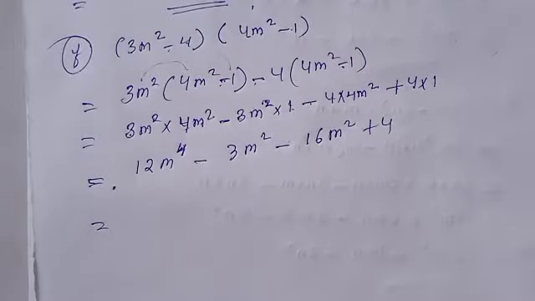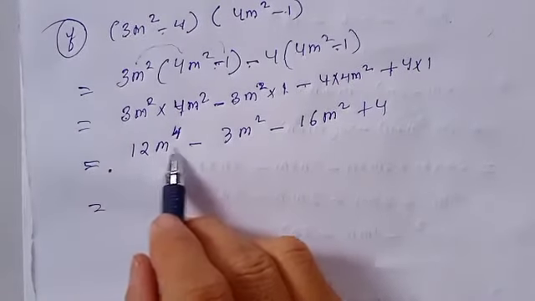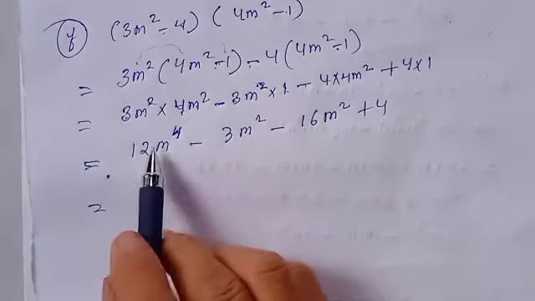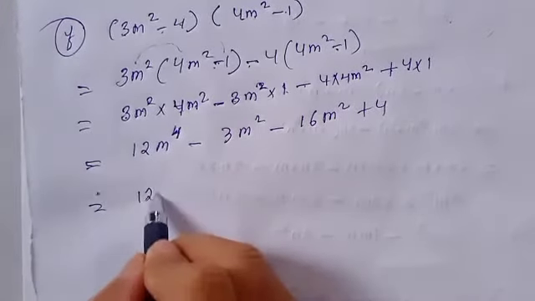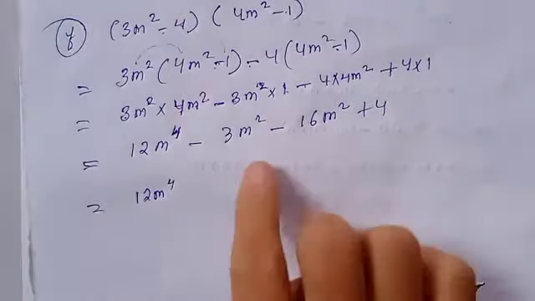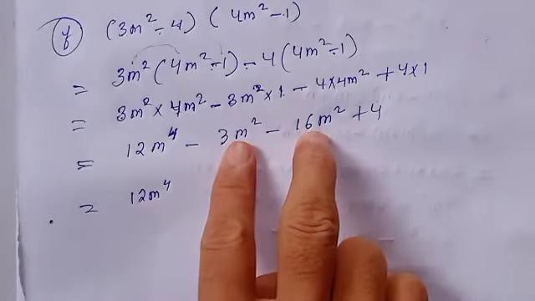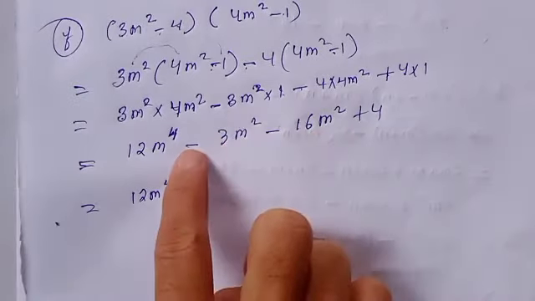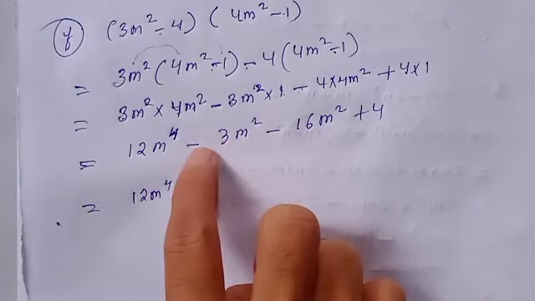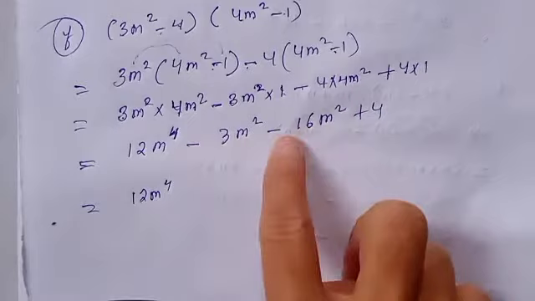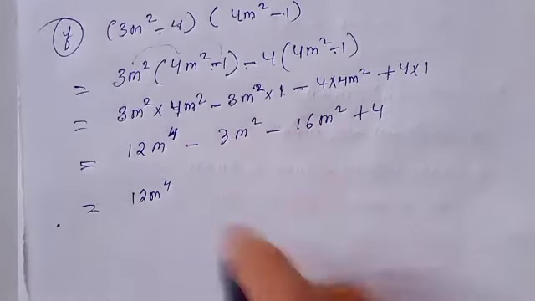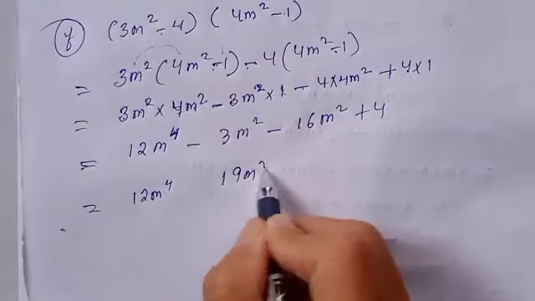Again let's check like term. Okay, m to the power 4, it has like term or not? It has no like term. We have only one term, that is 12 m to the power 4. But m square and m square, it has like term, right? m square, we have two terms. Then let's check sign. 3m squared is negative, 16m squared is negative, so minus into minus is plus, and 16 plus 3 is 19m squared.